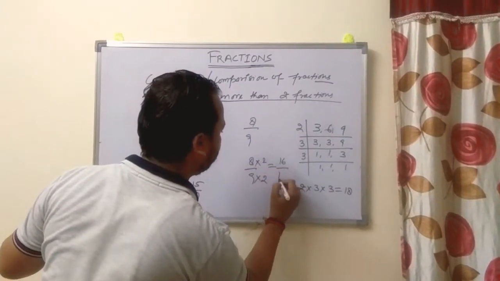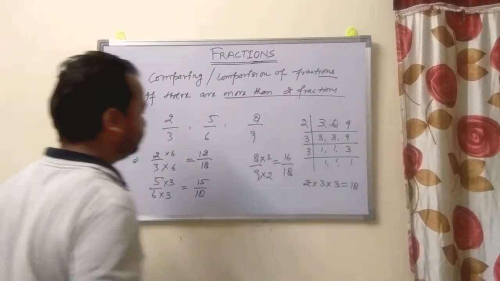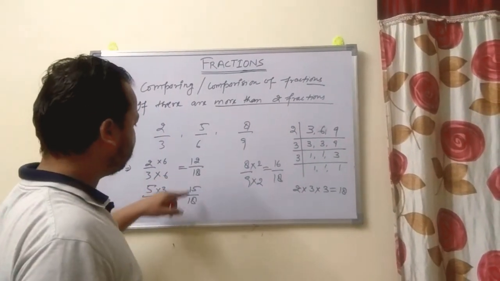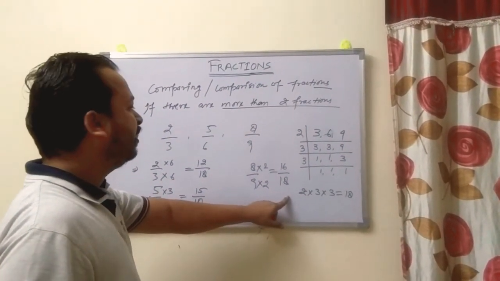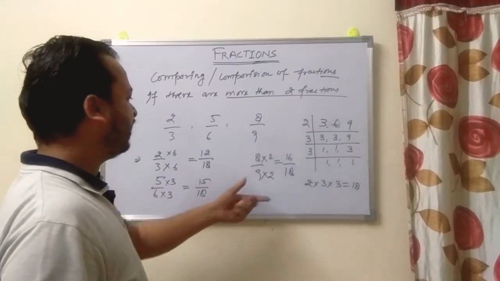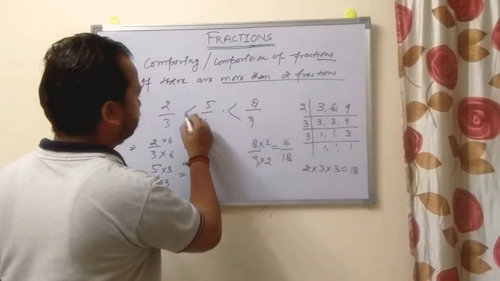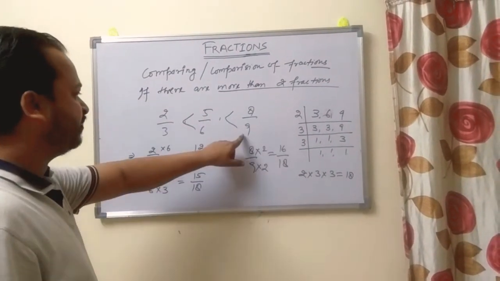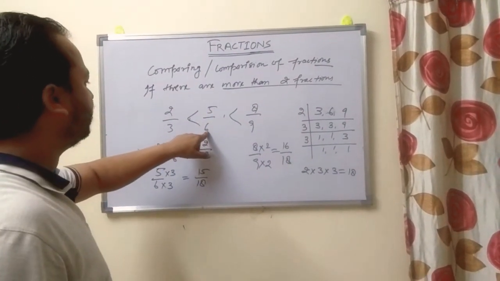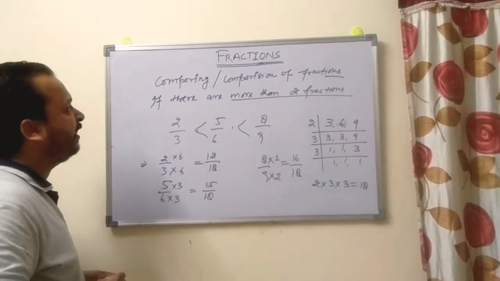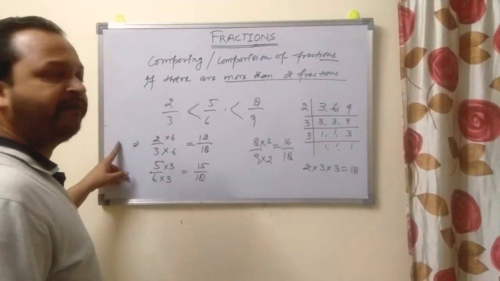So 16 upon 18. So these are like fractions, meaning denominators are the same. So whichever numerator is greater, that fraction is greater. So this one is greater than this one, and this one is greater than that one. In this way you can compare fractions.